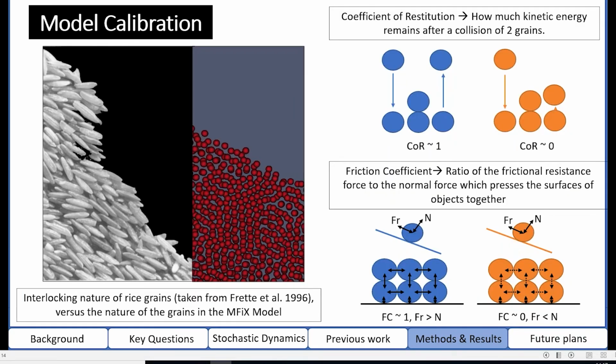So the major limitation of MFIX is actually that the grains are spherical, whereas the rice is elongated. But the elongated nature of the rice is actually really important, as it allows it to interlock, as you can see on that image on the left-hand side from Frette et al. And this generates the self-organized nature of the system, which is seen in nature. MFIX can't currently change the shape of the grains, but what we can do is change 2 key parameters, and these are the friction coefficient and the coefficient of restitution. And these influence grain interactions, the angle of repose, and the mass flow rate.